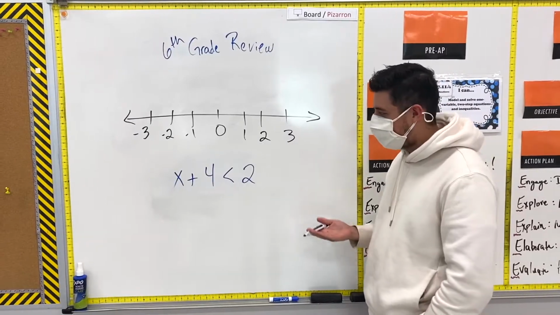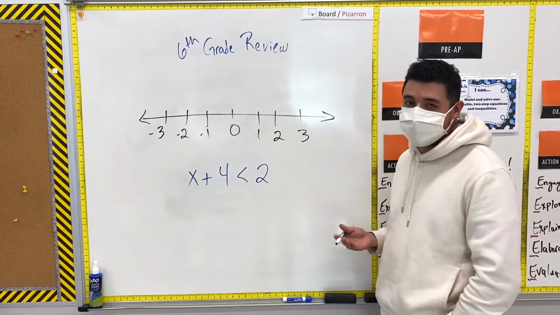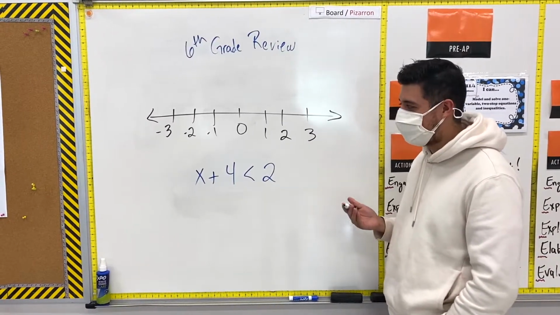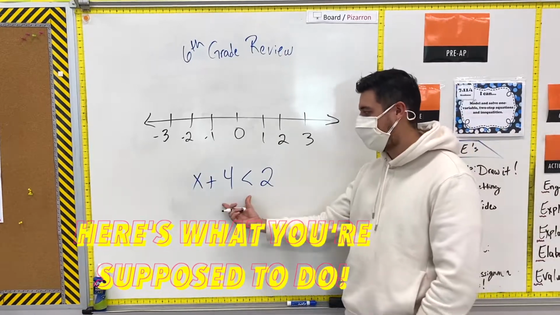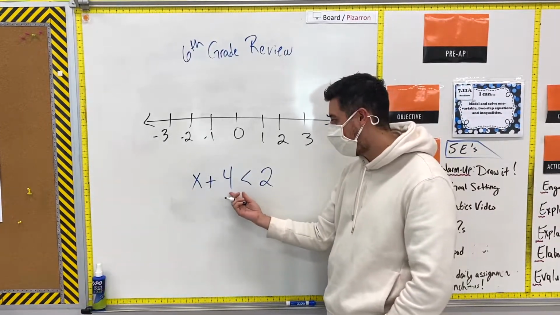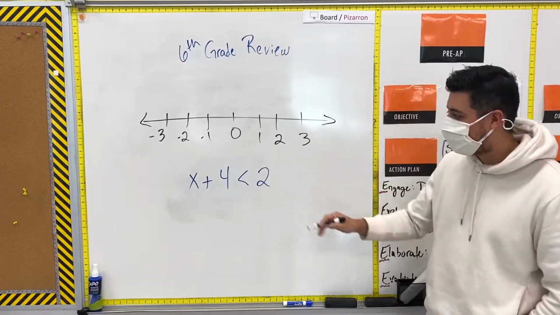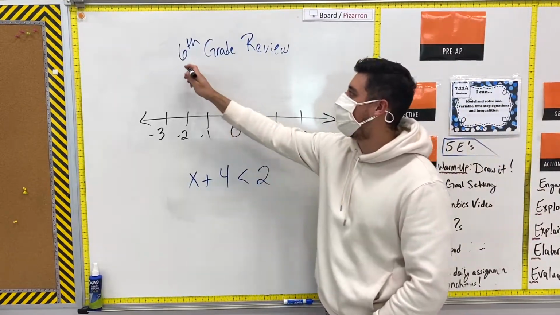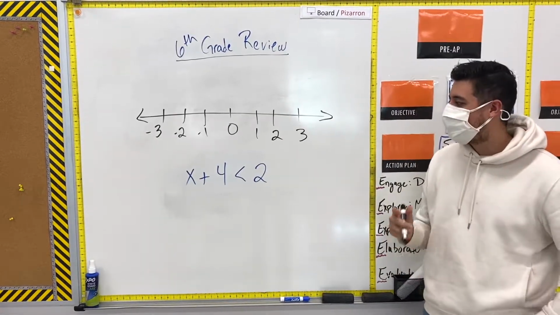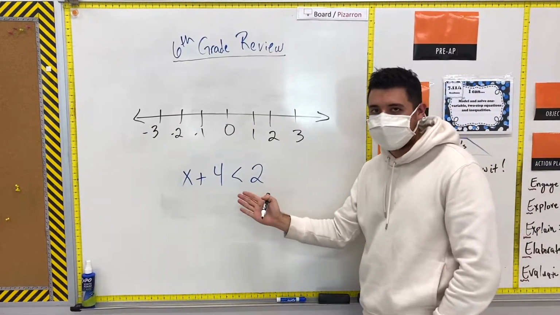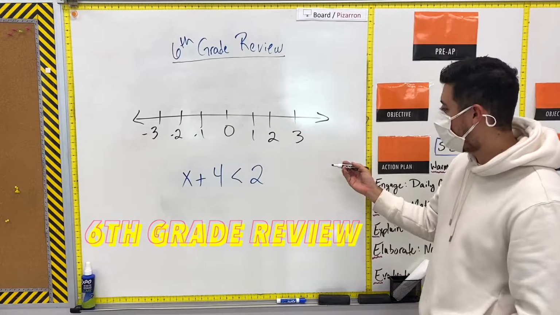All right, guys. Well, now that we know what not to do, now that we just watched Mr. Greer's explanation of how he would solve inequalities, let's go over how we're supposed to do a problem like this. So we have x plus 4 is less than 2. This is a one-step inequality, something that you would have gotten in 6th grade, okay? So how do you solve a problem like this? It's the same thing that we've been doing.